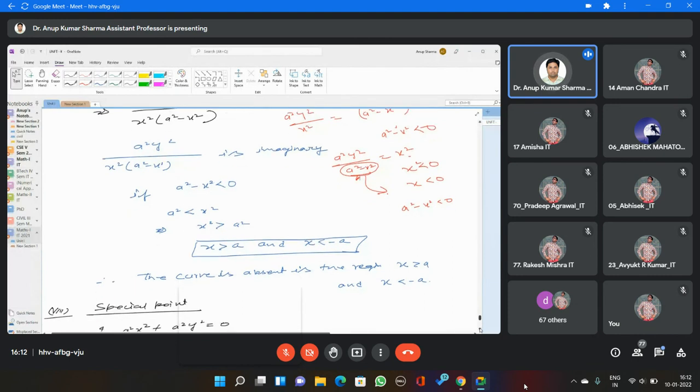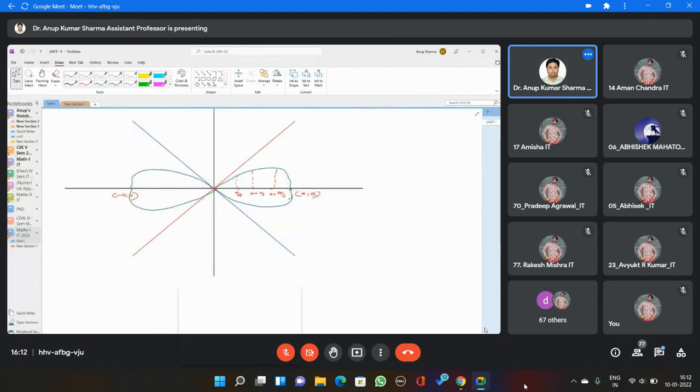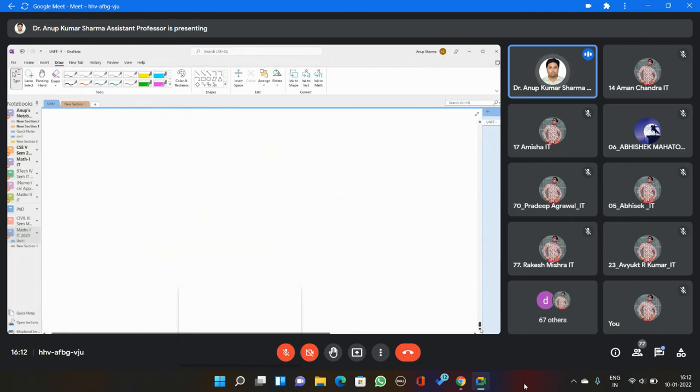Similarly, you can draw one more curve. I will tell you that it has some asymptote. I'm not discussing the problem of asymptotes; in the next lecture we do asymptotes. So now you can trace this curve.